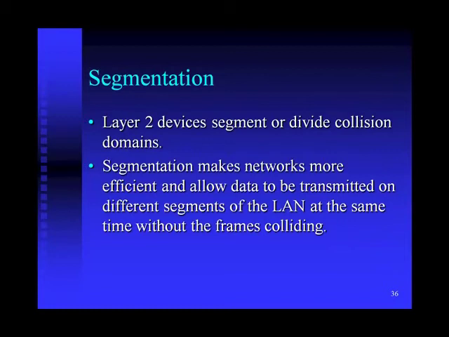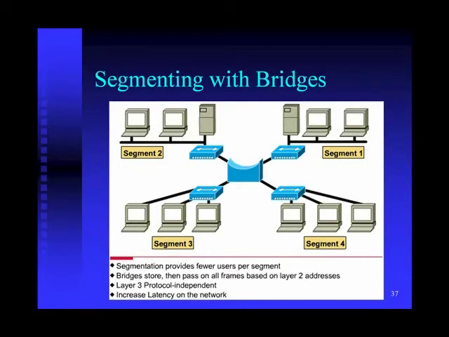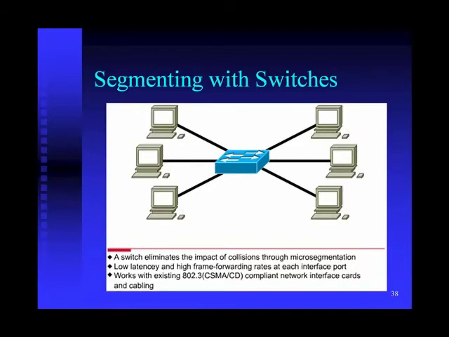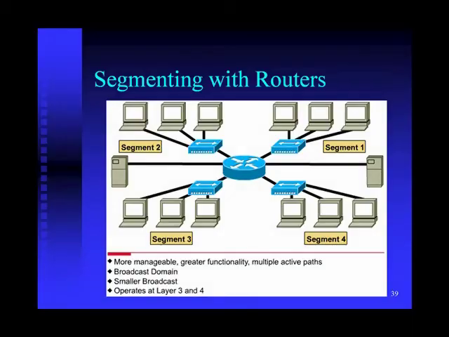So segmentation, how do we break up our collision domains? Layer 2 devices break up or divide collision domains. Segmentation makes networks more efficient and allows data to be transmitted on different segments of the LAN at the same time without the frames colliding. For example, here we have 4 different segments, 4 different collision domains. Here we would have 6 different segments, 6 different collision domains. We can also segment with routers. So bridges, switches, and routers will break up our collision domains.